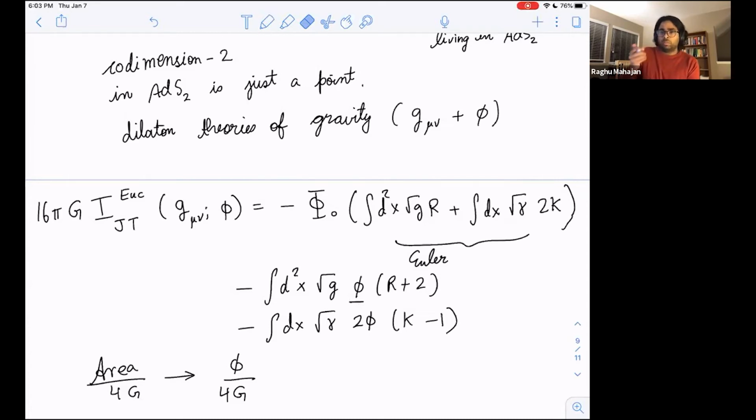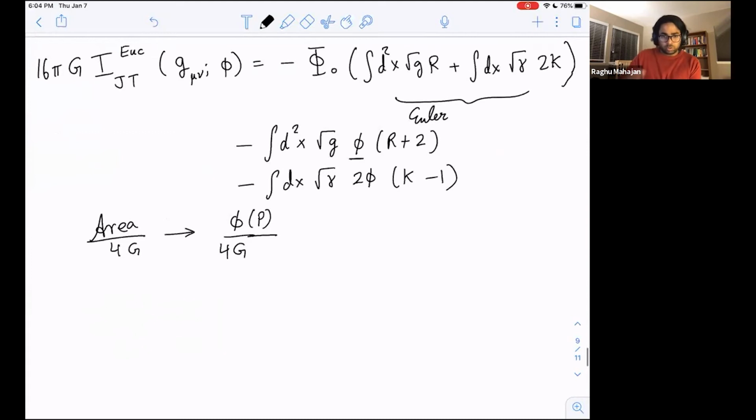And since codimension 2 is just a point, it's like phi at the point P. A candidate quantum extremal surface is just a point or a bunch of points. And we're just supposed to take the value of the dilaton at the point over 4G as our area. Okay, so this is the theory we are going to consider.